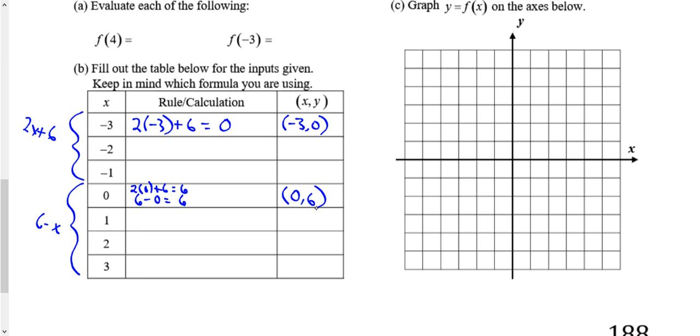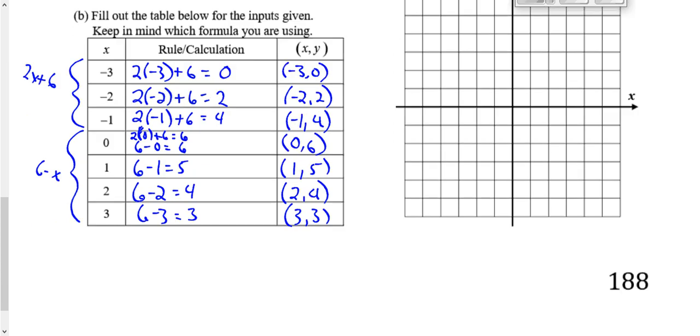All right, why don't you guys go ahead and fill out the rest of this table. Make sure you're using the proper interval. Everybody have the proper table of values here? Okay. So let's start plotting.